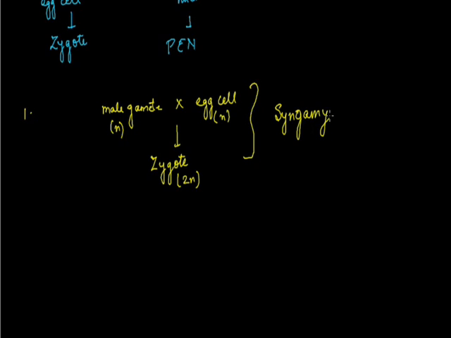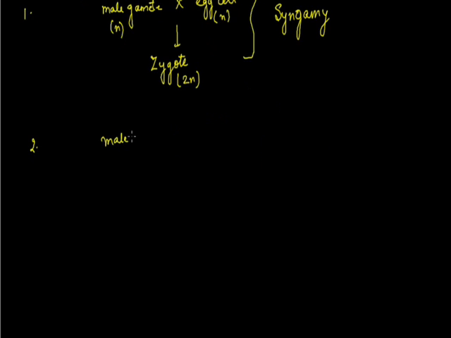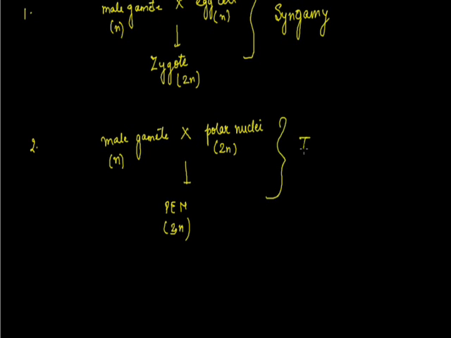Now the other male gamete fuses with the polar nuclei, that is, the central cell. This male gamete is N, but the polar nuclei is 2N. This results in the formation of PEN, which is 3N, and this whole process is known as triple fusion. The full form of PEN is primary endosperm nucleus.